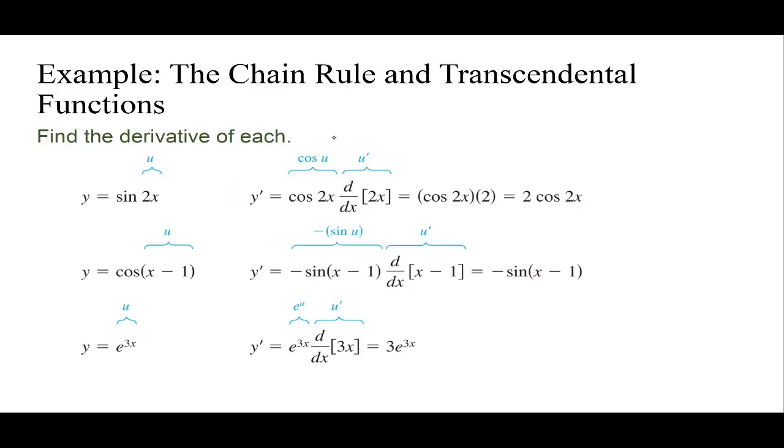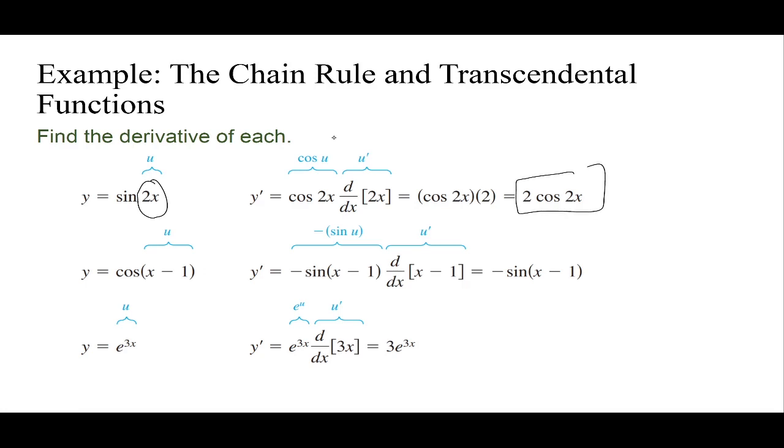Examples. Let's say y is sine 2x. You see here, it's not just x, it's 2x. So we can treat this 2x as a u. Now, using that formula we talked about, the derivative of y is cosine 2x, which is the derivative of sine 2x, times the derivative of u, which is 2x in this case. So the derivative of 2x is 2. So that's the final answer for the first part.